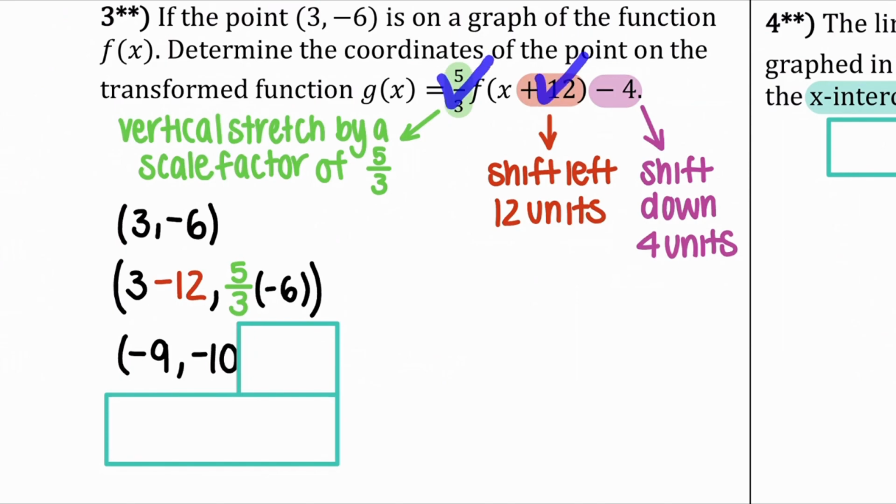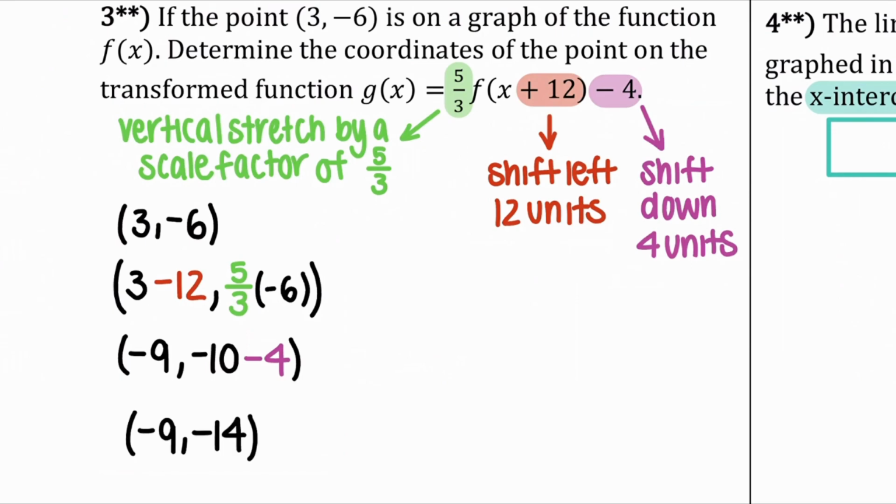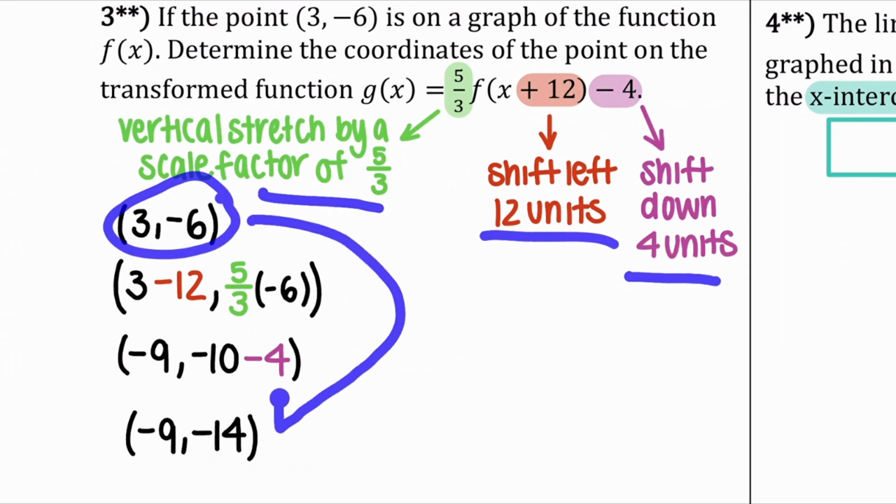Once again, we're done with these two transformations. Now we have to worry about the last one, which is just to shift down 4 units. And that's just straight up subtracting 4 from the y values. That gives us our final answer of -9, -14. So for 3, -6, after performing all 3 of these transformations, it then becomes -9, -14.